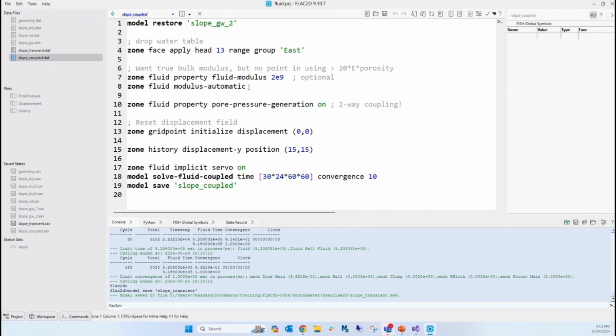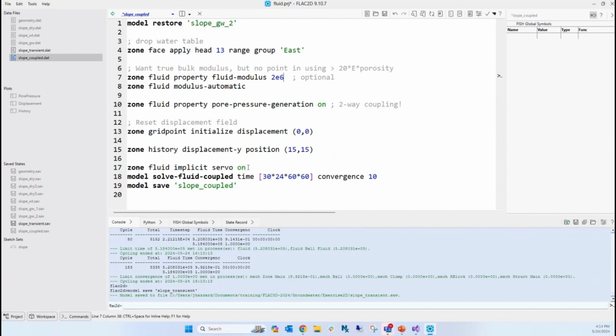However, to make it run faster, we can scale the fluid modulus down a little bit because, again, as mentioned, this modulus, that should be 2e6, is way stiffer than the soil. And so this will intelligently just scale it down a little bit so that it runs faster. In this case, we're doing true coupling, so we want pore pressure generation on, meaning that whenever we do the mechanical, it's changing the pore pressure. And whenever we do the pore pressure, it changes the mechanical. Reset the displacements, take a history of displacement at some point.